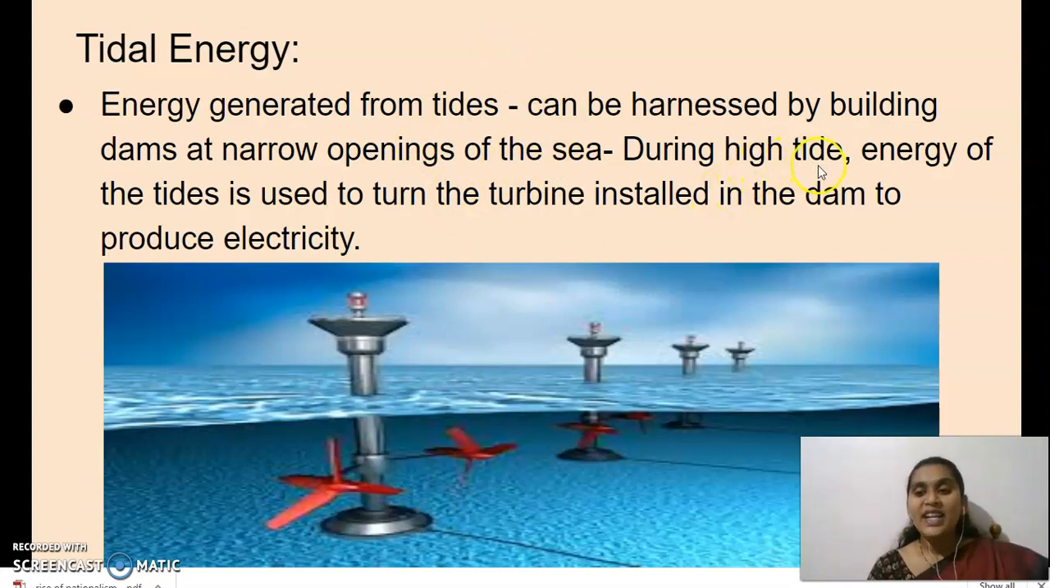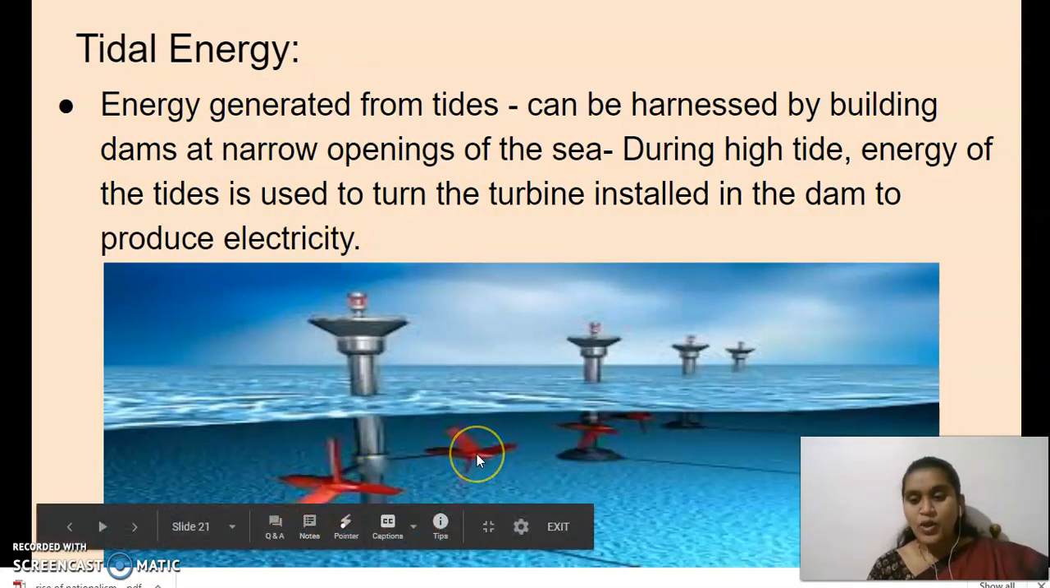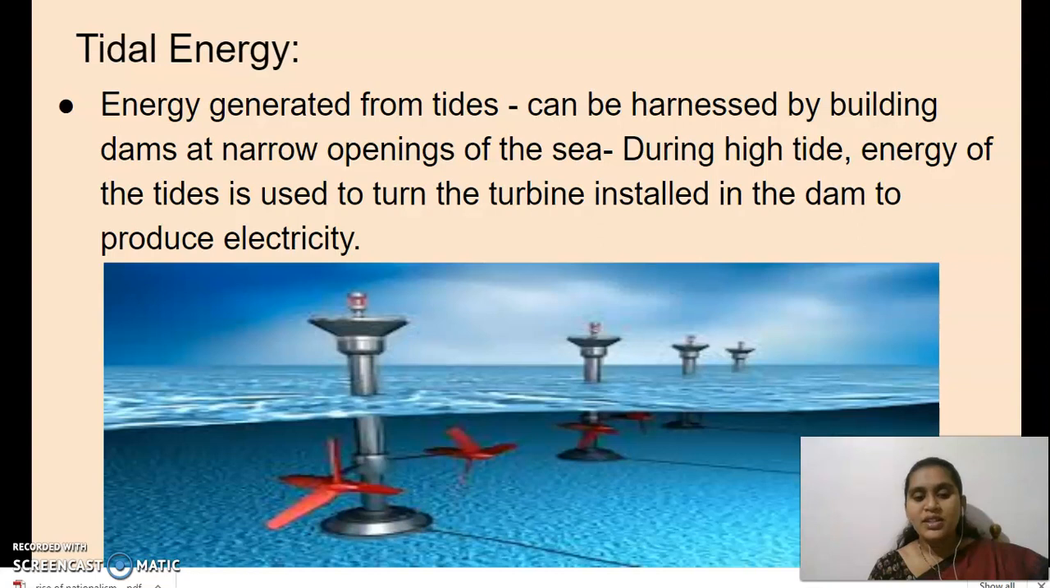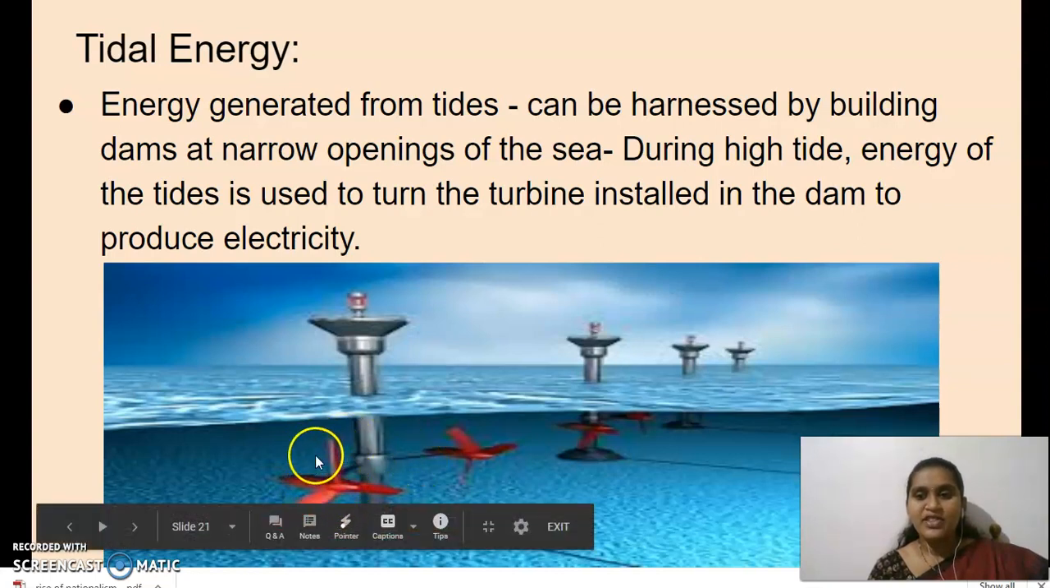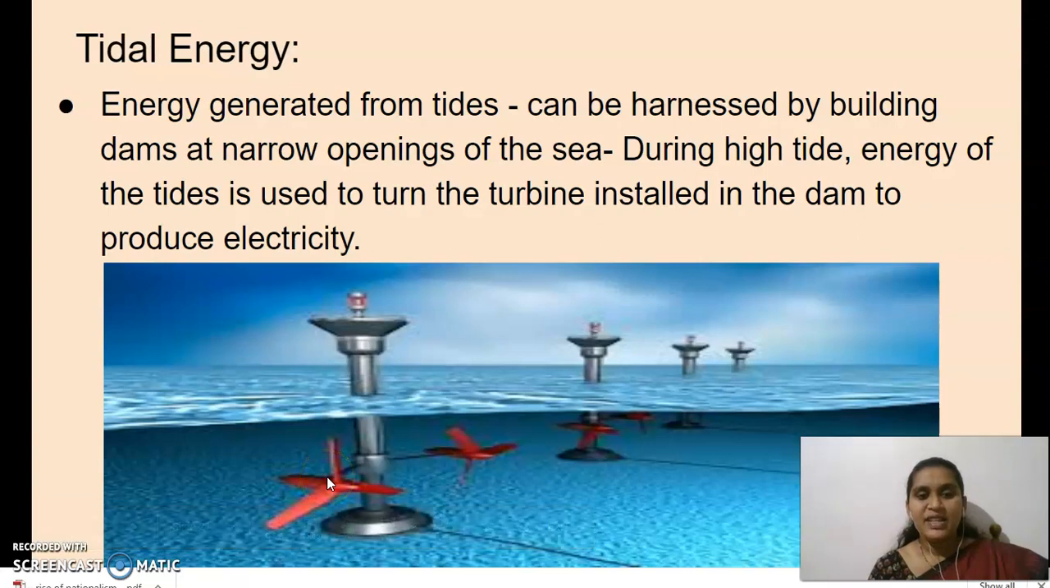During high tide, the energy of the tides is used to turn the turbine installed in the dam to produce electricity. So they'll be building the dams near the narrow openings of the seas, and when the high tides are there, the turbine installed in the dam will start rotating and produce electricity. Hope you guys understood how they produce this tidal energy.